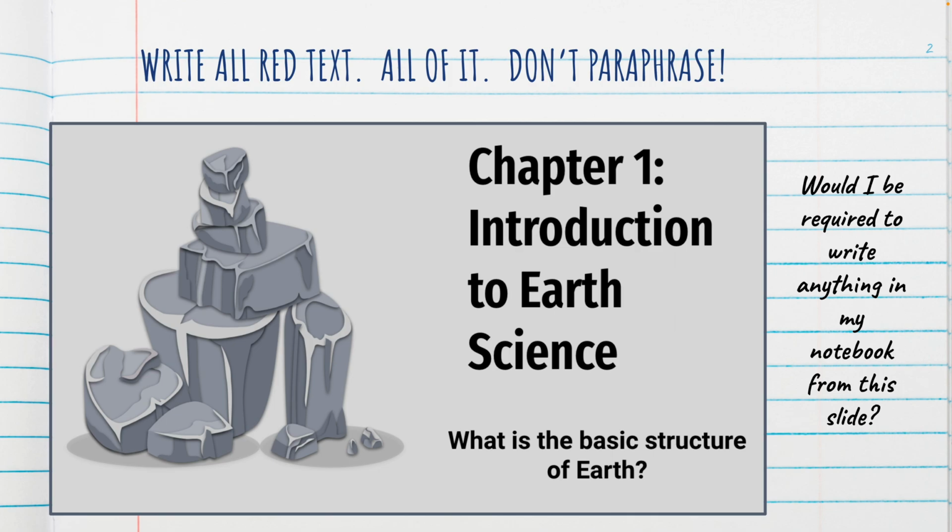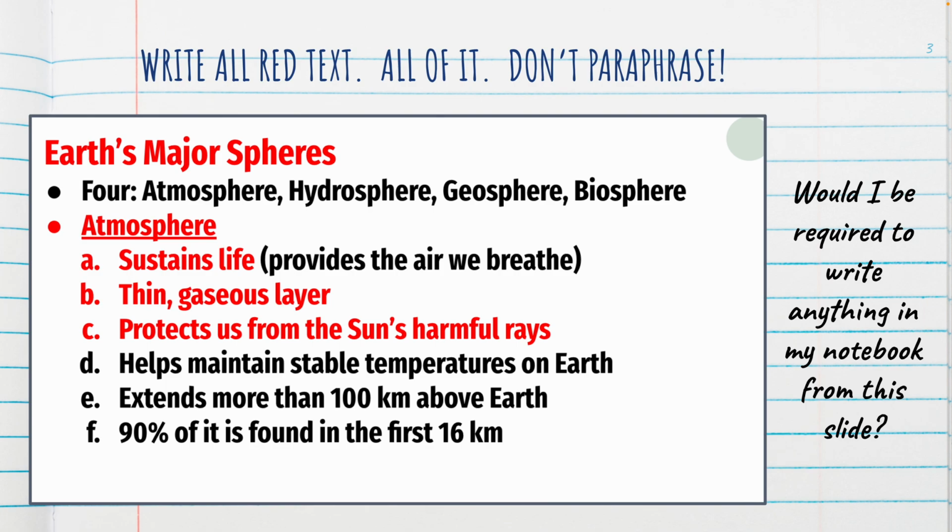So if you look at this example on this slide, would you be required to write anything down? If this notebook came up to you, no, there's no red on it. No red, so you don't need to write anything down from that slide. On this slide, however, you'll notice all of a sudden, here we go, we've got some red text. So write all red text. I would need to make sure to write Earth's major spheres. I would need to make sure to write atmosphere, A, B, and C underneath it.